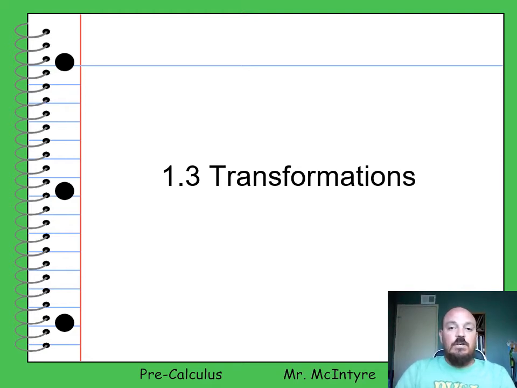All right, hi everyone. We're going to talk about transformations today. And if you think about what that word means, to transform something means to change it. So what we're really talking about today is if you take an equation and you graph it, and then you make some sort of change to the equation, how does that change the graph?